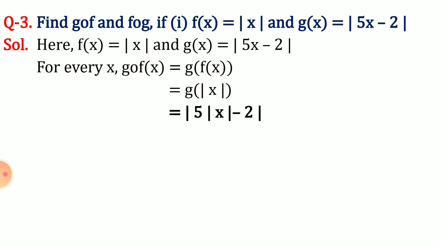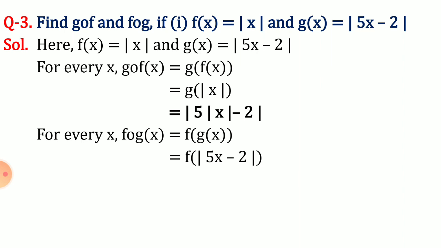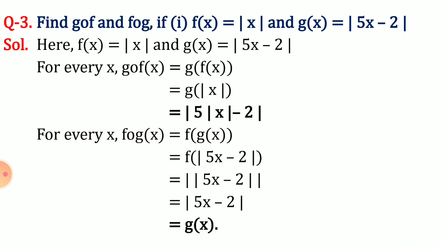Okay, similarly f composition g: (f∘g)(x) = f(g(x)). Here g(x) = |5x − 2|, substitute. So f(|5x − 2|). But here f(x) = |x|, so substitute x = |5x − 2|. So here it is | |5x − 2| |, which is |5x − 2|, but here |5x − 2| is equal to g(x), so it is equal to g(x).